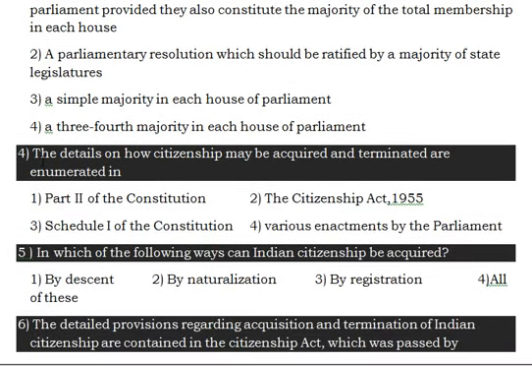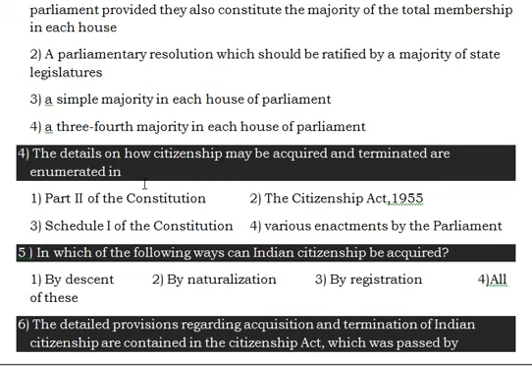And go to the fourth question. The details on how citizenship may be acquired and terminated are enumerated where? We discussed the citizenship provisions, what kinds of persons there were at the time of commencement of the constitution, and Articles 7, 8, 9, all those things. But in those articles it was not clearly mentioned how citizenship can be acquired and how it can be terminated.